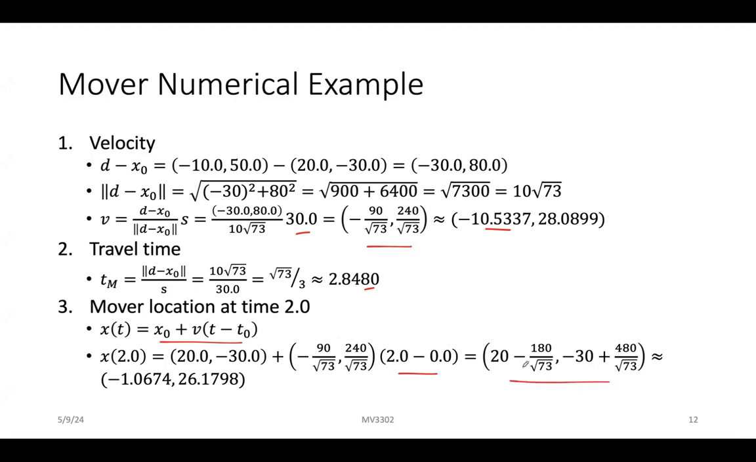Then when we unravel that, we have the 20 here minus 180 over 73. And the second would be minus 30 plus, multiplying the 2, 480 over 73. So it's approximately this. So that's how we do a numerical example.